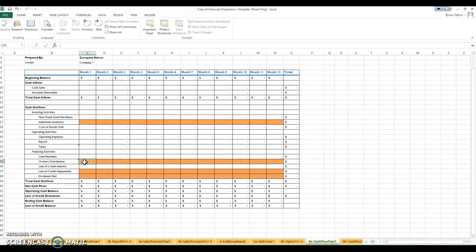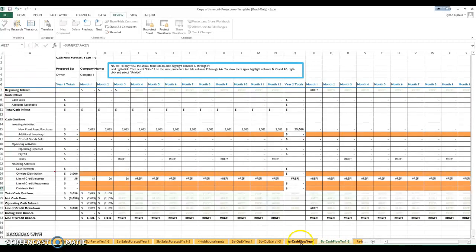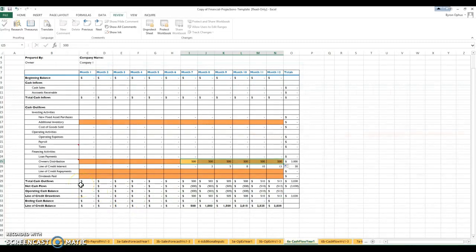So owner's distribution, again, you might start out at 0, but you might say, oh well, in month 7 I'm going to start taking out $500 a month. So I take out $500 per month. And we'll get into this. You're going to have next year too, and you may end up taking some money out in the following year as well. The only other dividends, because again, unless you're a C corporation, you're not going to pay dividends. So most of us, you're not going to have anything there. Let's not worry about that.